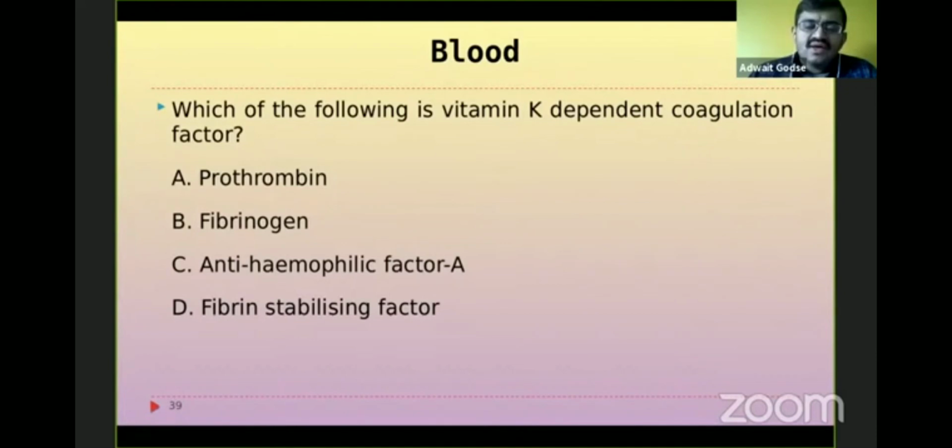Amongst these, which one is factor 2? Anyone? Factor 2? Yes, this is factor 1, this is factor 8, this is factor 13. So the answer here will be prothrombin. Please remember the vitamin K dependent coagulation factors. And you should know about the intrinsic and extrinsic pathways of coagulation. What is the significance of prothrombin time? What is the significance of activated partial thromboplastin time, APTT? So please read about these things.